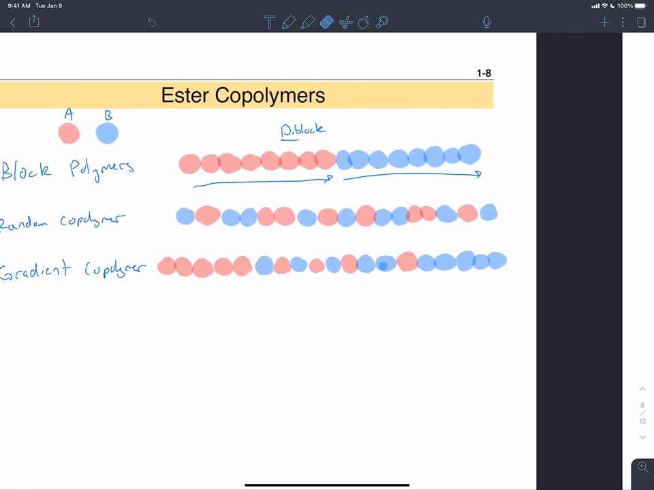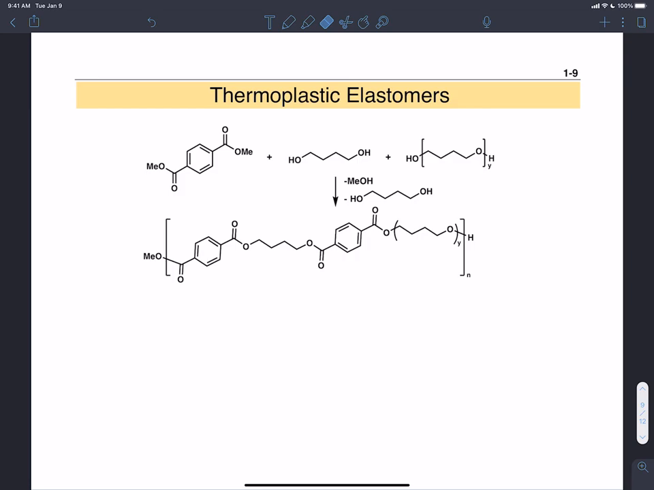And this is building up to an example that I have here for what was an interesting idea of a thermoplastic elastomer. We mentioned this earlier on, I think in one of the first lectures, of technically what this is, and I'll reiterate it again as we go through this example.